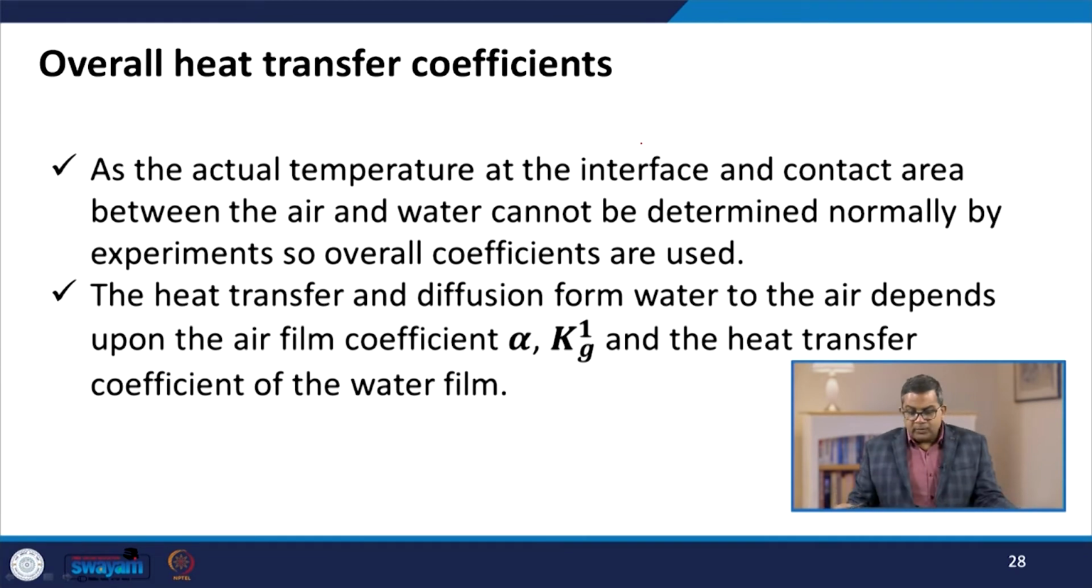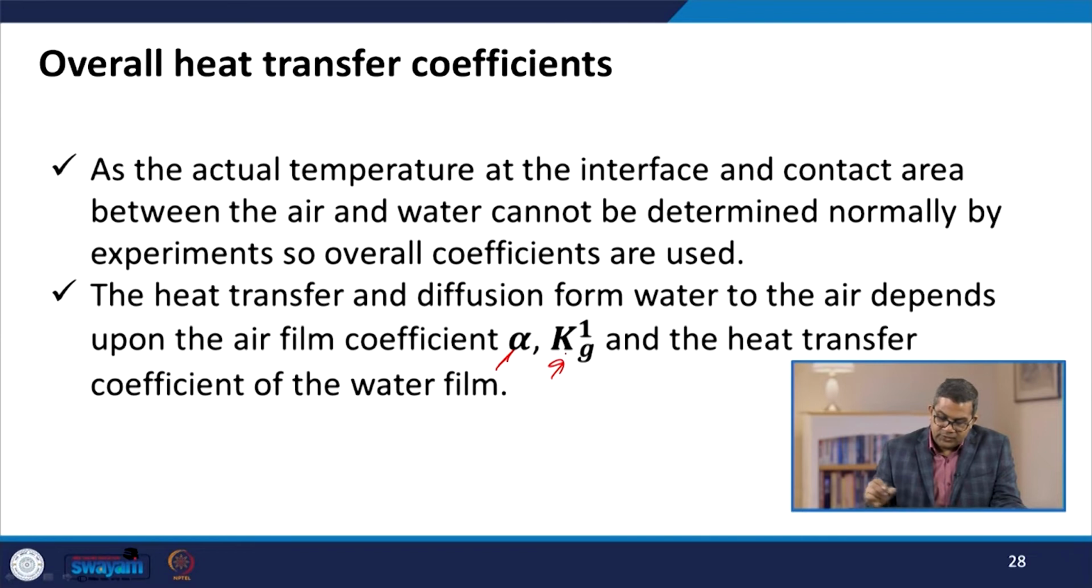Now, let us talk about the overall heat transfer coefficient. As the actual temperature at the interface and the contact area between the air and water cannot normally be determined by experiments, overall coefficients are used. The heat transfer and diffusion from water to air depend upon the air film coefficients alpha and K1G and the heat transfer coefficient of the water film.